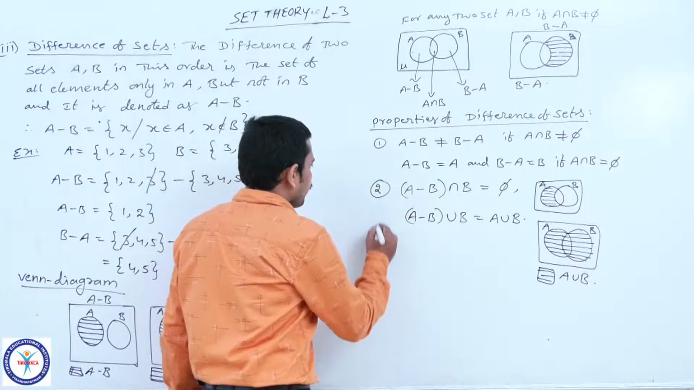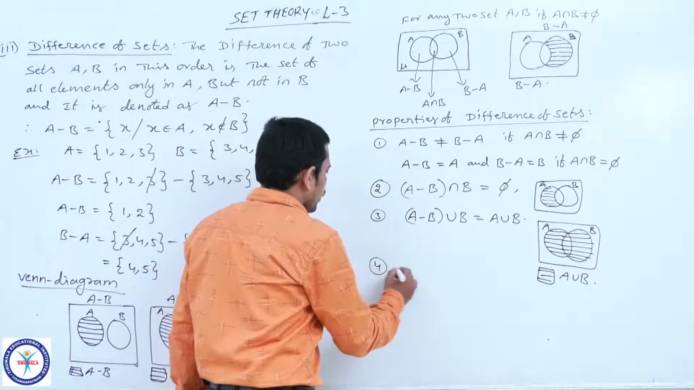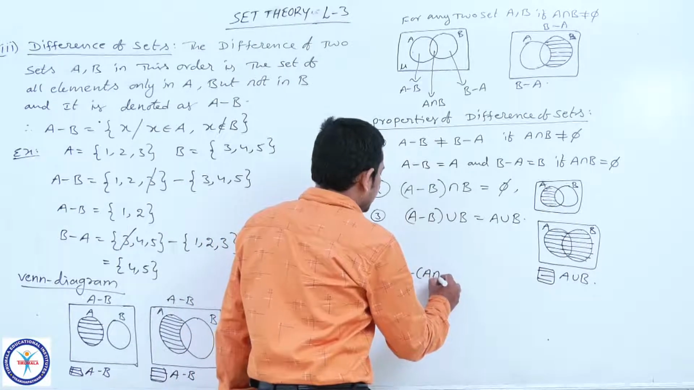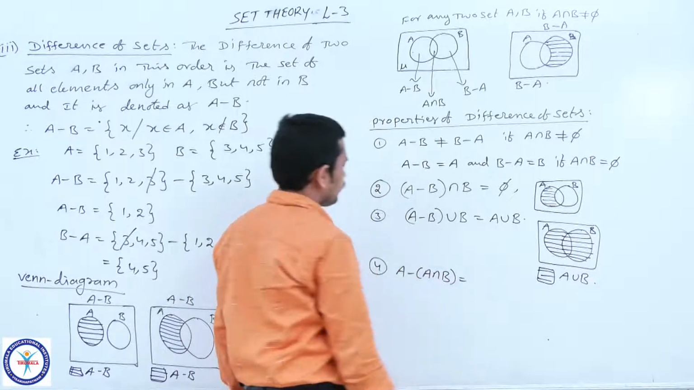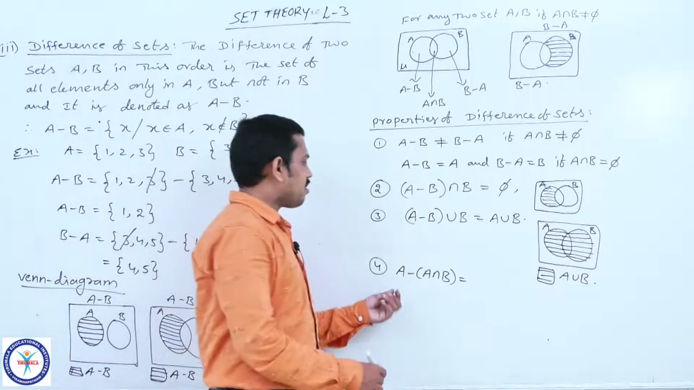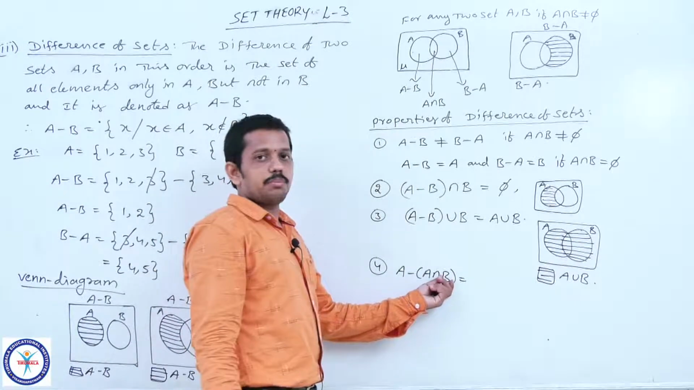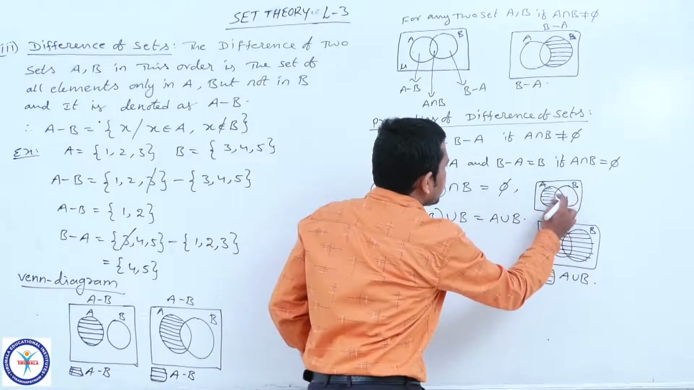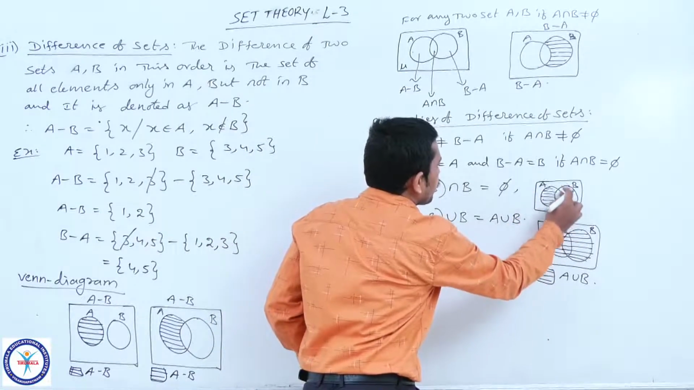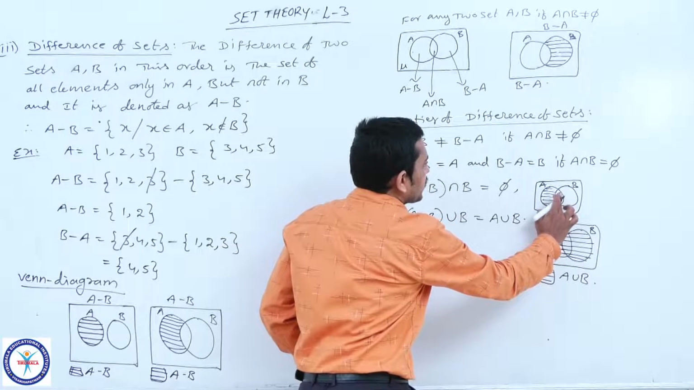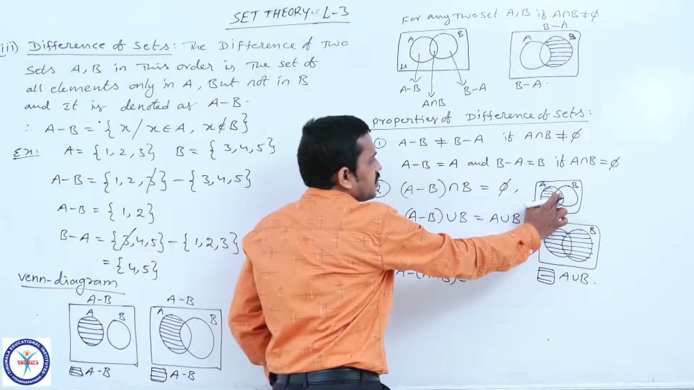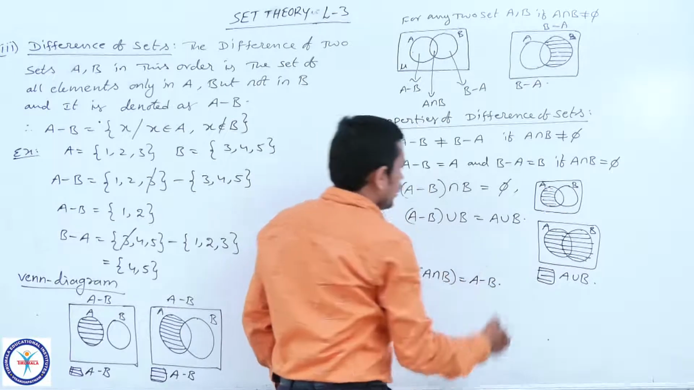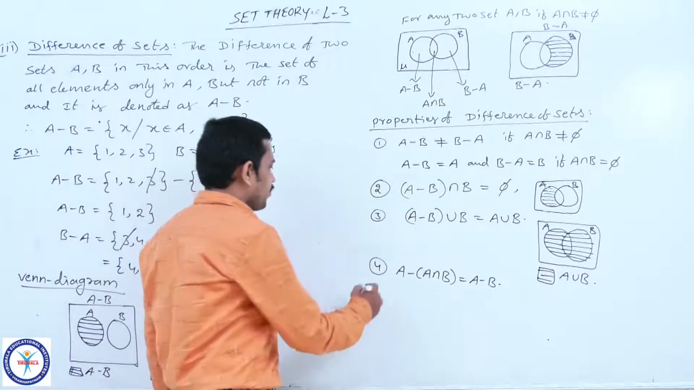Next property. A minus of A intersection B. So from set A, if we exclude the region A intersection B, then we have A minus B. This is equal to A minus B.